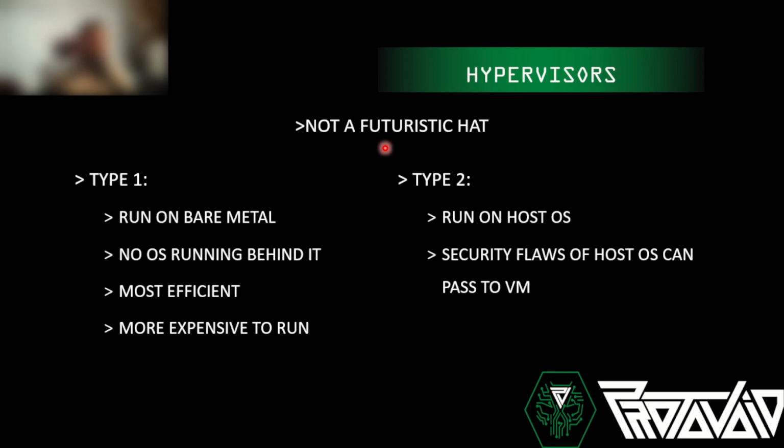So type 1, it's going to run on bare metal, meaning it's going to run on just the hardware of a computer. There's no operating system running behind it. It is essentially the operating system. It is the most efficient, but it can also be more expensive to run depending on how it's set up.